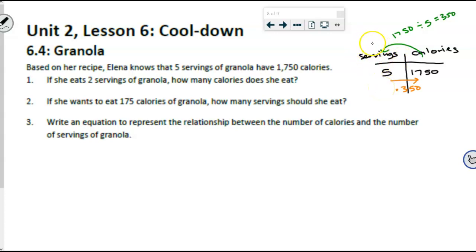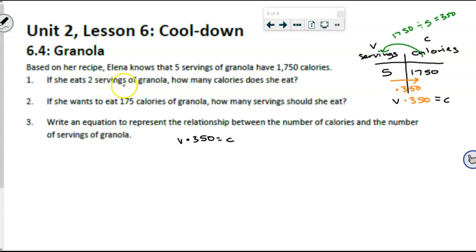I'm going to call this, I don't like using S because S looks a lot like a 5. So I'm going to call this V for servings and C for calories. So the V is going to be multiplied by 350, and that is going to tell me how many calories there are. Now that I have this equation written, so again, I skipped ahead to number 3. Now that I have that equation written, now I can use that equation to answer these other questions.